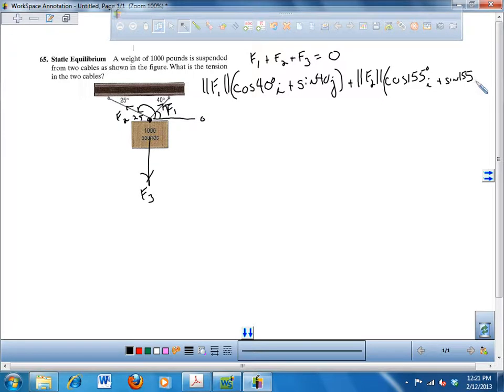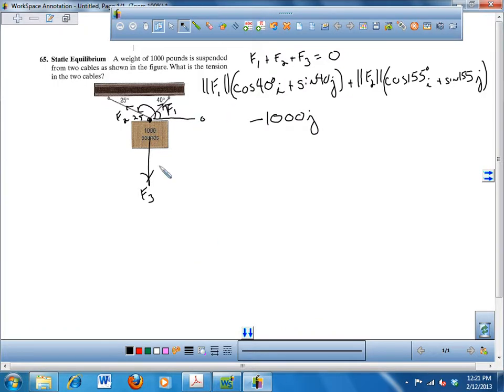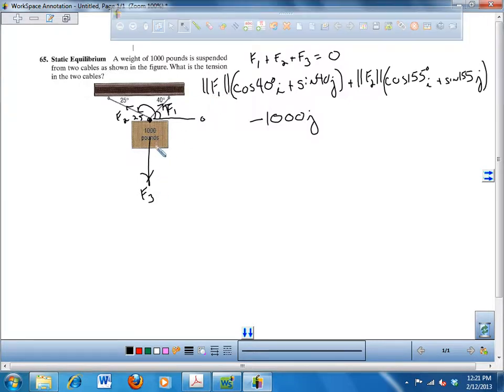But I'm not done yet. Plus, how could I write this one? F3 is just straight down, negative, because it's going down: negative 1,000 in the j direction. You understand where that comes from? Because it's going down, so it's in the negative j direction, with a force of 1,000 pounds. Yes, this is part of the equation; I just ran out of room.